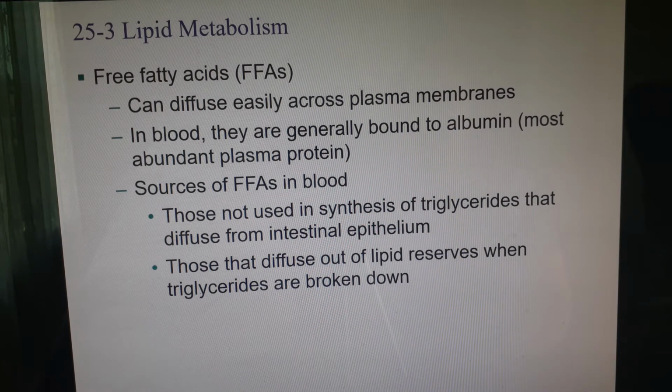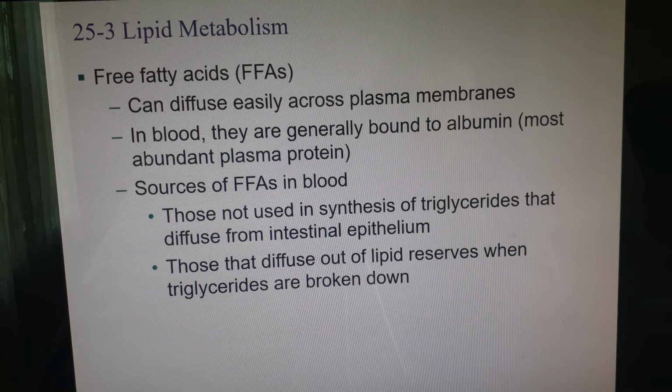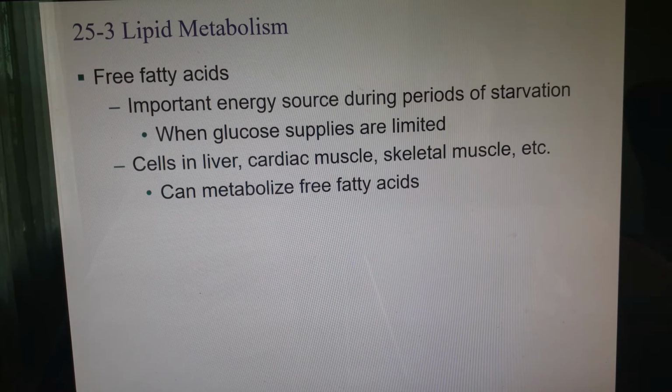Free fatty acids by themselves slip right through membranes. So it's really hard to keep them in the blood. So usually we have to bind them to albumin, which you know is the most abundant protein in your plasma. Sources of free fatty acids in your blood are those that are not used when we are creating triglycerides that come from the intestinal epithelium. So we get them in our diet and we don't use them to make triglycerides, so we have them left over. And then those that diffuse out of the lipid reserves when we're breaking down the triglycerides. So we have two sources of free fatty acids.